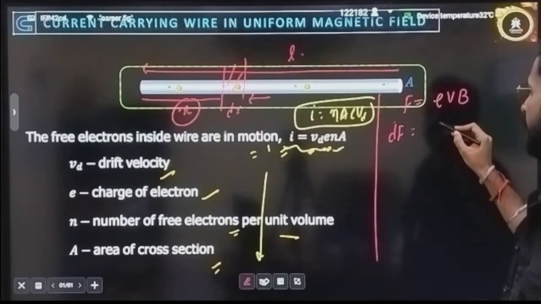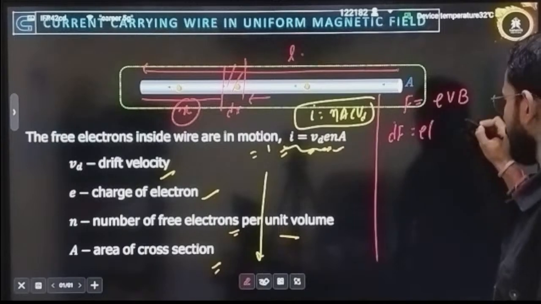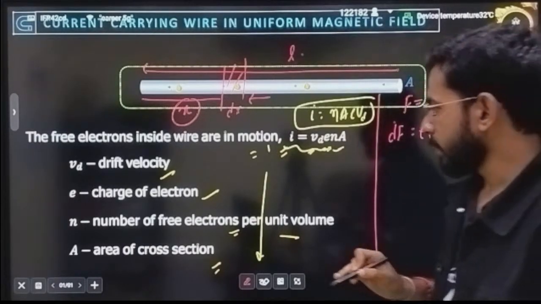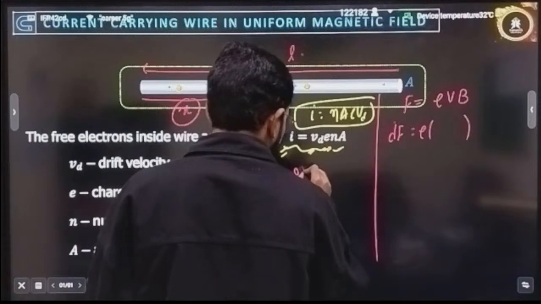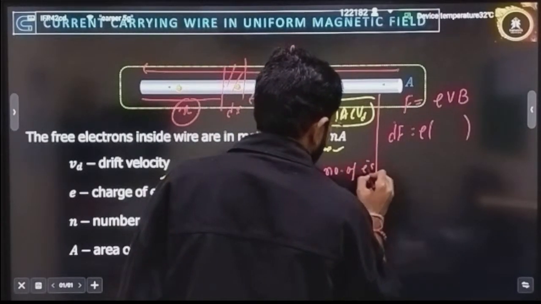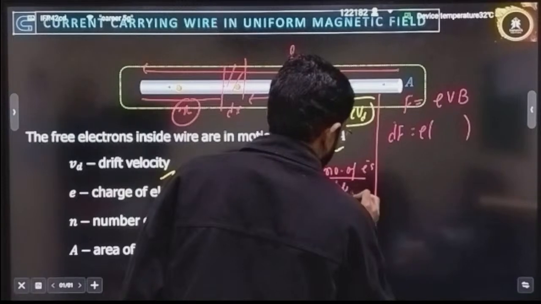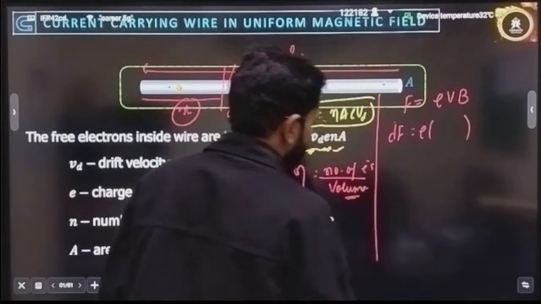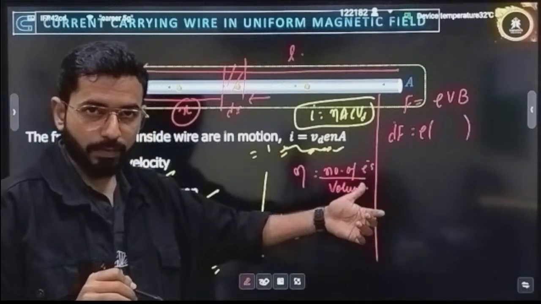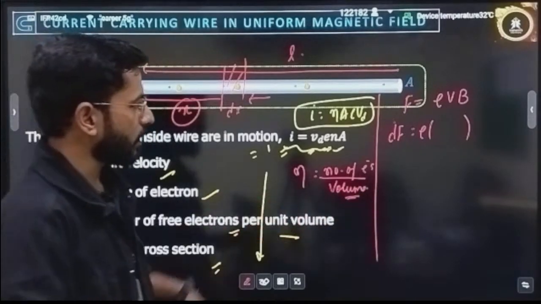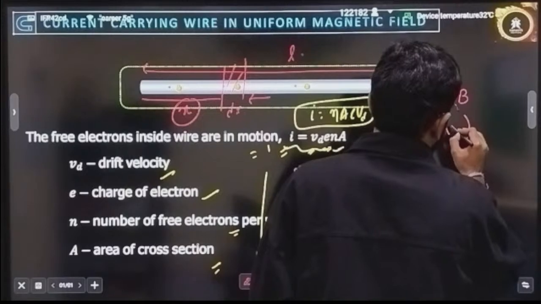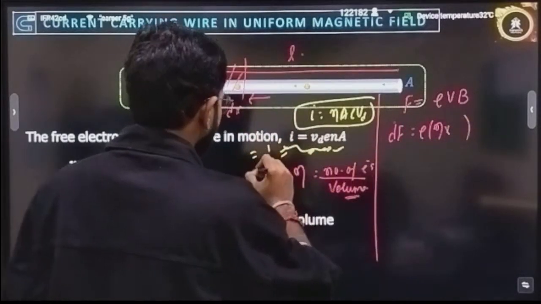How will we write it, students? e is the charge, but how many charges will be crossing? That is the question. You remember a term eta. Eta I have defined. What is that eta? It was equal to number of electrons divided by volume. So if I have to write how many electrons are actually passing through the cross section, simply I can write eta into volume.